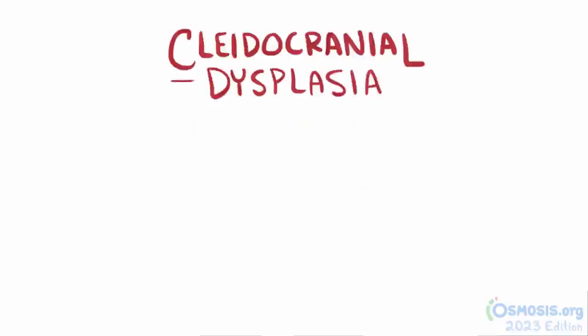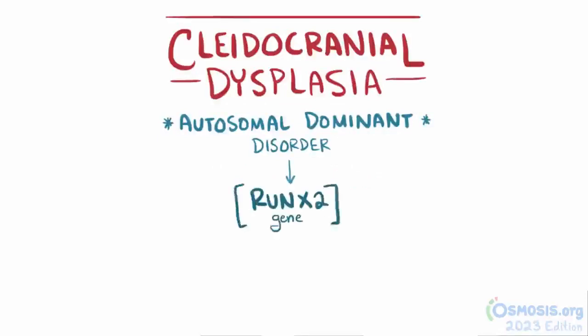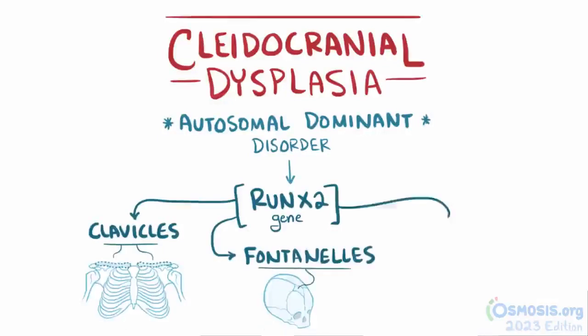Alright, as a quick recap, cleidocranial dysplasia or dysostosis is an autosomal dominant disorder that usually involves the RUNX2 gene, which helps control the differentiation of osteoblasts, which results in abnormal formation of various bone structures like the clavicle, the fontanelles, and the teeth.